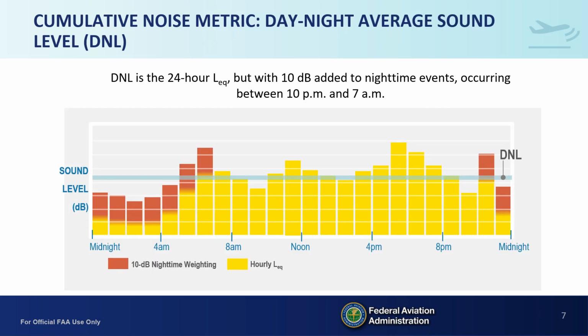The day-night average sound level, abbreviated as DNL, is the noise metric used to reflect a person's cumulative exposure to sound over a 24-hour period, with an additional weighting to nighttime noise shown here as the red parts of the bar graph. The additional weighting for nighttime noise is used to account for perceived increased sensitivity to noise during the nighttime hours. DNL is the FAA's primary noise metric in our current policy.